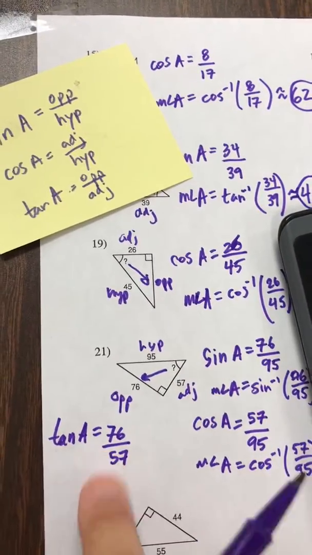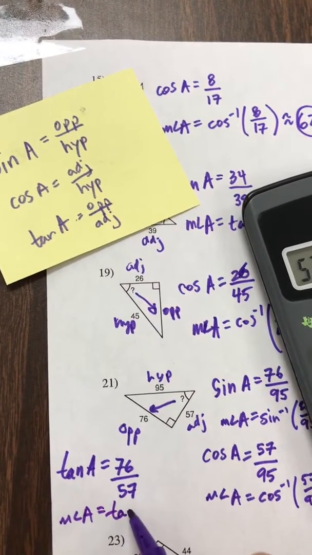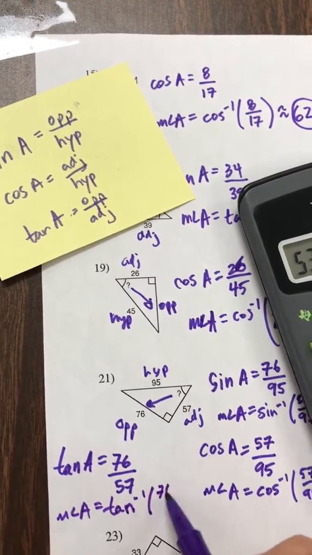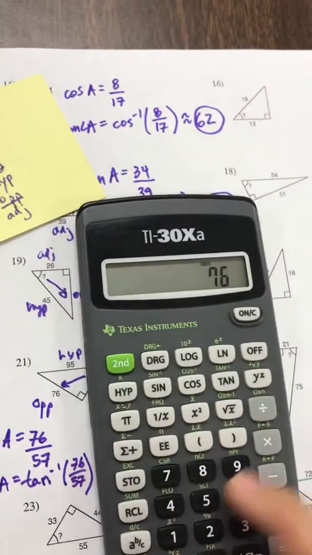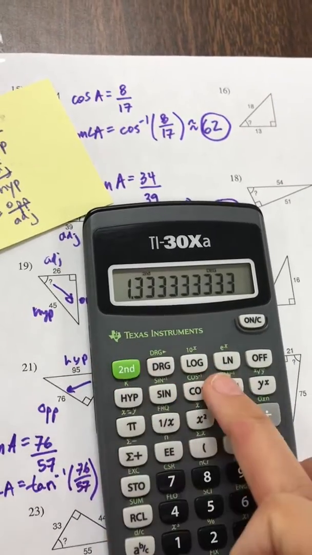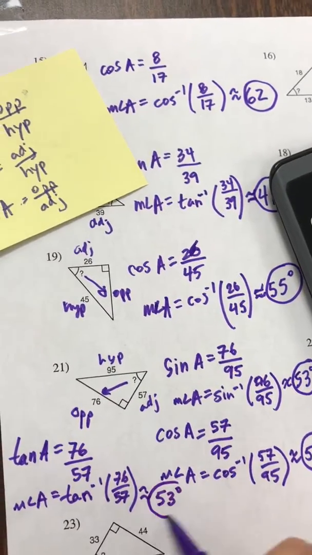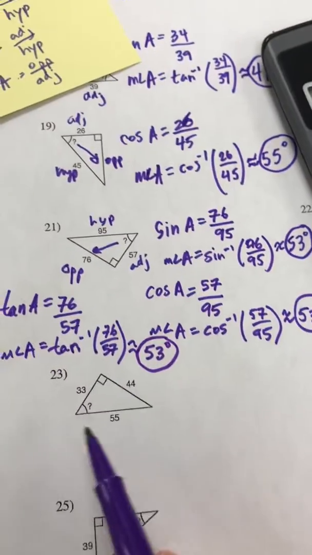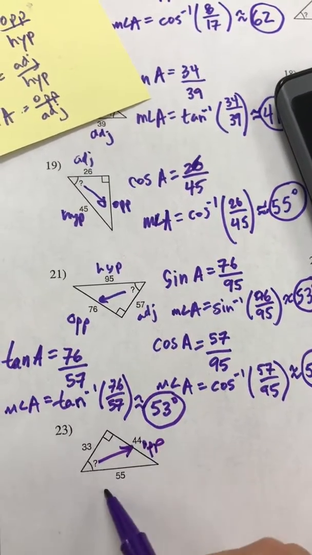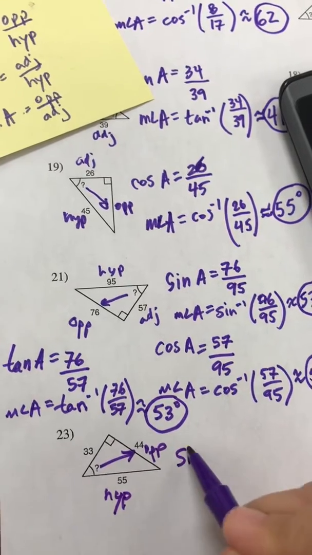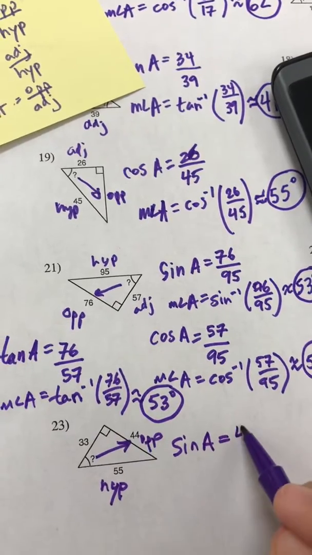Okay, now we're going to try it with the tangent. The measure of angle A would be the inverse tangent of 76/57. Voila, same exact number. So that goes to show you that you can pick any trig function you want. Let's look at this one. This would be opposite. This would be the hypotenuse. So this time I'm not going to go to all that trouble. I'm just going to pick whichever one is your favorite.